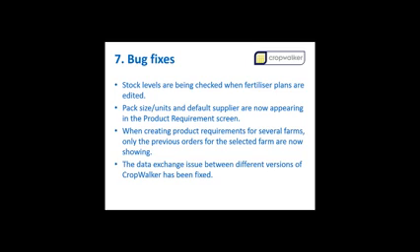Staying on the product requirements area, there was also an issue where, if you had more than one farm in CropWalker, previous orders for all farms were showing at the bottom of the product requirement screen, whereas now it's just specific to the one farm you've got selected and you'll only see the previous orders for that farm. And finally, the last bug fix that I think is important to point out is that there were issues with data exchange between older versions and newer versions of CropWalker, and that's now been fixed, so regardless of the version of CropWalker you're using, you should be able to data exchange with other versions.